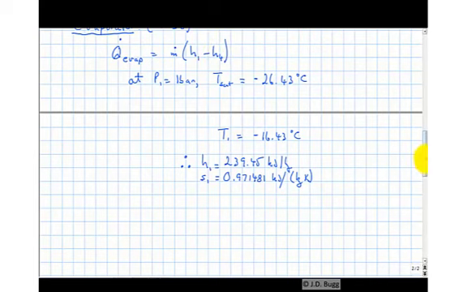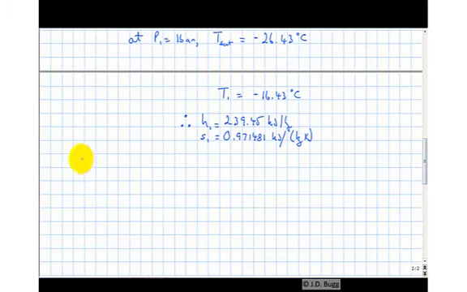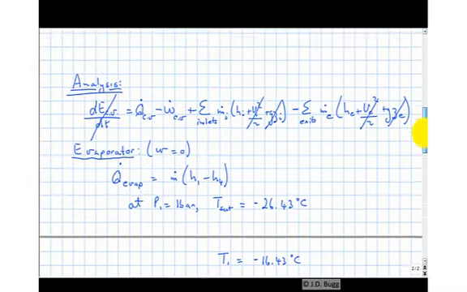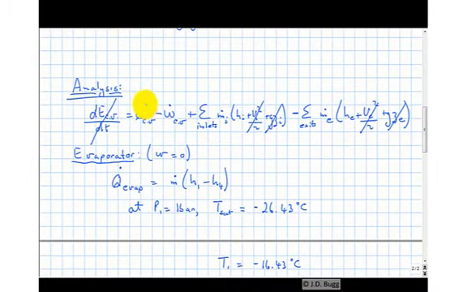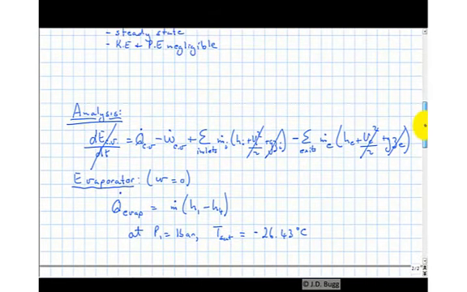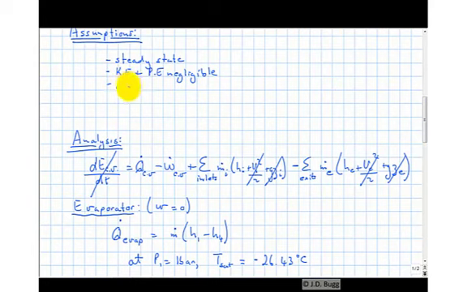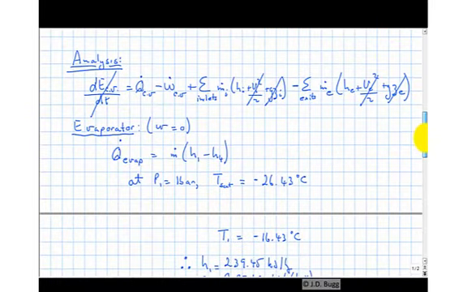But for h4, we have to temporarily look at the throttling valve. So for the throttling valve, if we take a look at our energy equation so far, in the throttling valve there's no heat transfer and there's no work. Okay, so we're assuming that there's no heat transfer in this throttling valve, so we should say here that it's an adiabatic throttling valve, which is a very good assumption. They are not very big things. There's not a lot of surface area for heat transfer, so there's not going to be any heat transfer in the throttling valve, and there's certainly no work transfer.